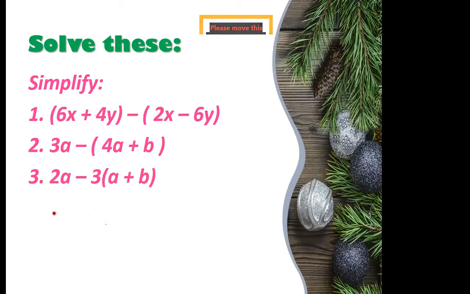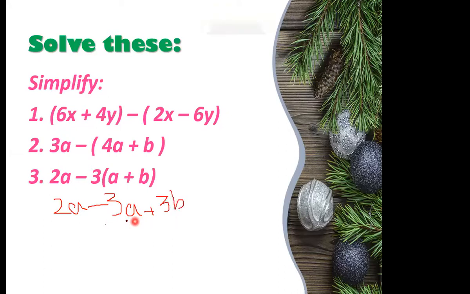How will you solve it? You will write it down here: 2a minus 3a, okay, plus 3b. 2a minus 3a plus 3b. Now this 2a minus 3a, so the answer will be minus a. Sorry, minus plus will be minus 3b. Okay, the answer will be minus a minus 3b.